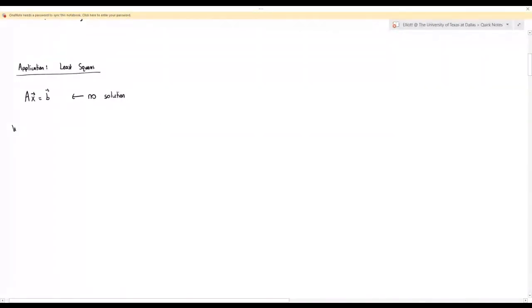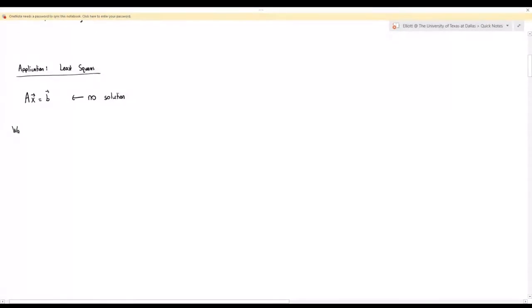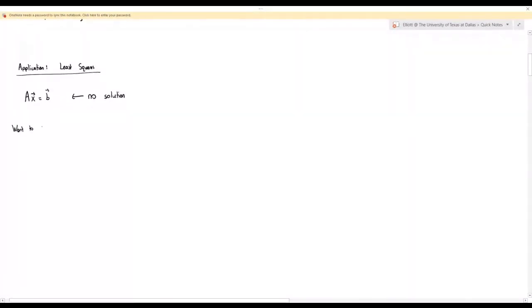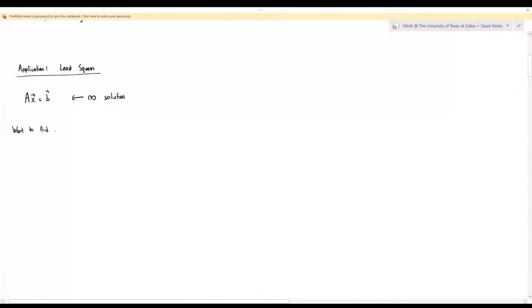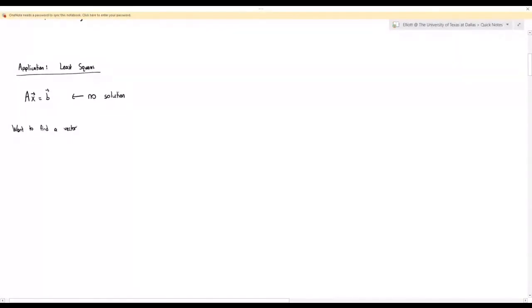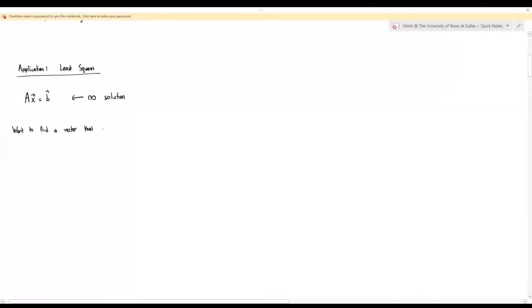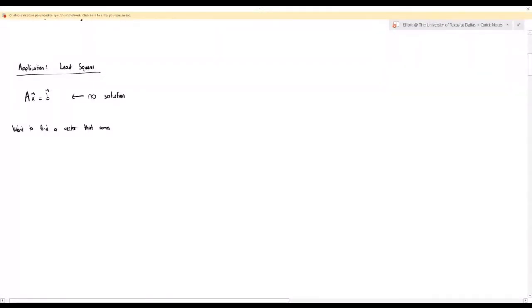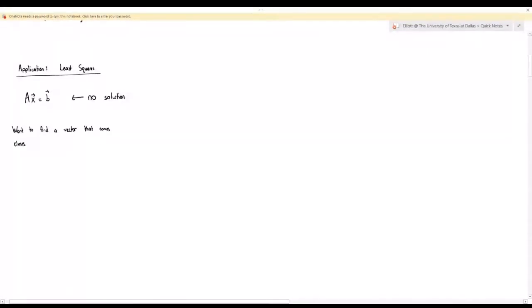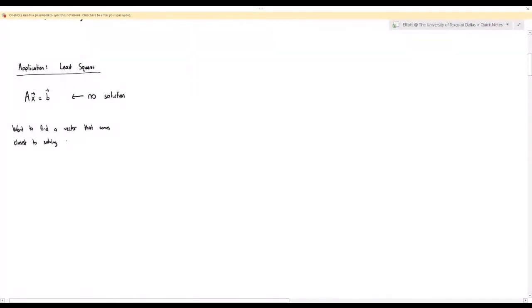So for least squares, what we want to do is find a vector that comes closest to solving this equation.